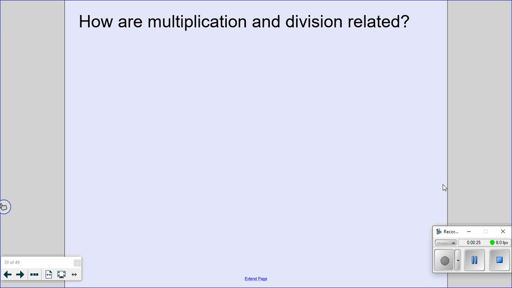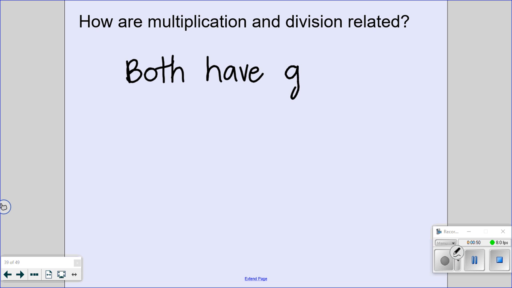I know that multiplication and division both count in groups. Multiplication, I am building groups. With division, I'm kind of sharing out into groups. But I know both of them have groups. Both of them count in groups. Maya, you're writing, friend.